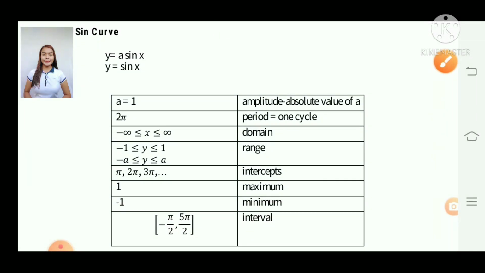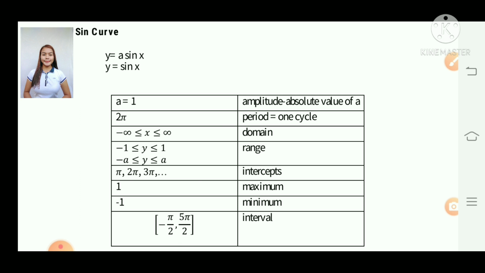Sine curve. Y is equal to a sine x, or y is equal to sine x. A is equal to 1. A is the amplitude. Amplitude is the absolute value of A. 2 pi is the period, or the one cycle. One cycle is equivalent to 360 degrees or 2 pi.